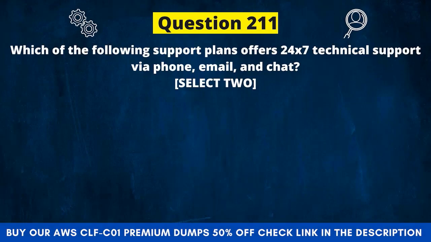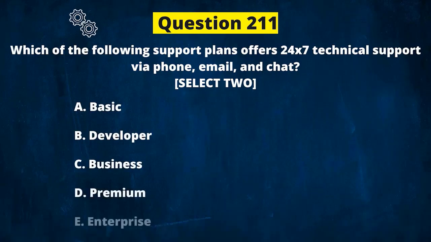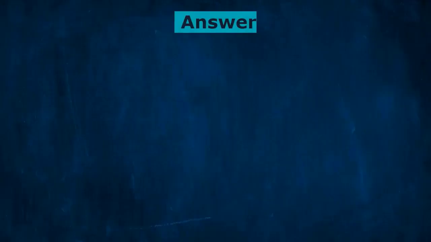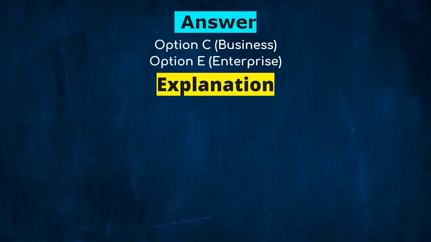Which of the following support plans offers 24/7 technical support via phone, email, and chat? Select two options. And the options are A. Basic, B. Developer, C. Business, D. Premium, E. Enterprise. And the correct answer is option C. Business and E. Enterprise. Explanation.